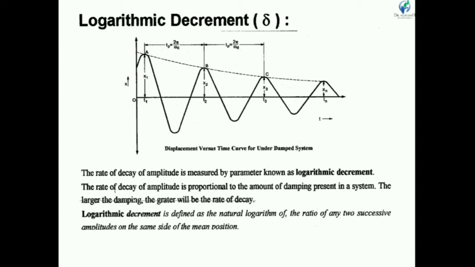First of all, let us understand what a logarithmic decrement is. The rate of decay of amplitude is measured by a parameter known as the logarithmic decrement. That means by which amount the amplitude is decreasing in every cycle. If we see the figure, this is the first cycle, this is another cycle, this is the third cycle. In every cycle the amplitude of vibration is decreasing. The rate of decay of amplitude is proportional to the amount of damping present in the system.